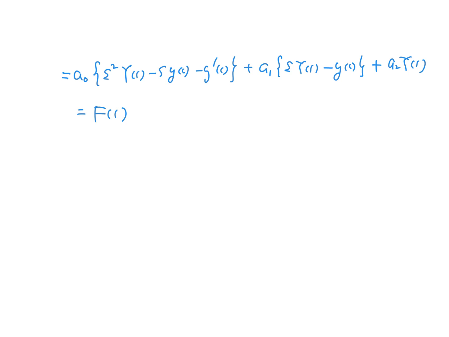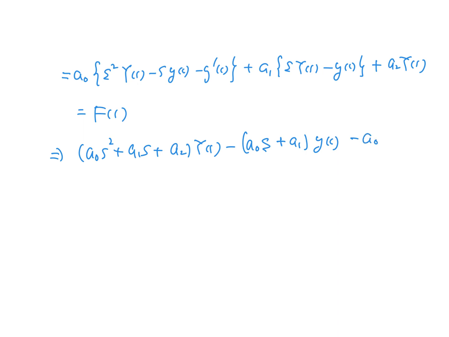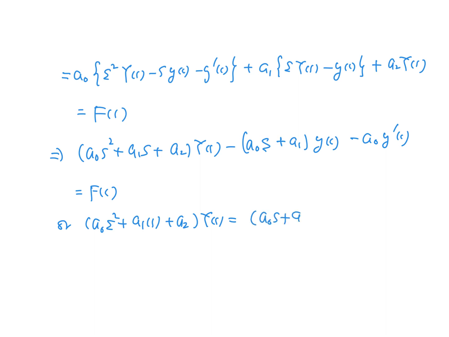Or we can rearrange the following way. (a0 s² + a1 s + a2) Y(s) minus (a0 s + a1) y(0) minus a0 y'(0) is F(s), or (a0 s² + a1 s + a2) Y(s) is (a0 s + a1) y(0) plus a0 y'(0) plus F(s).